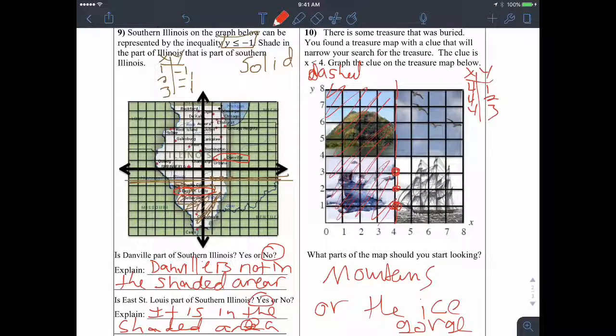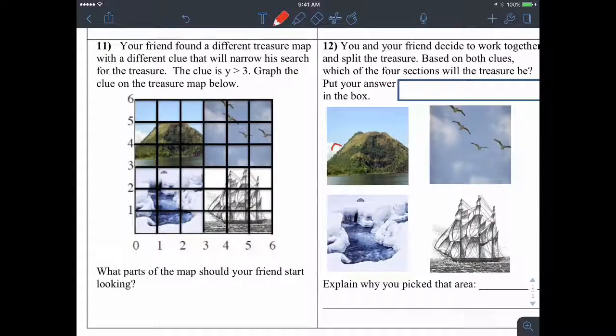Okay? All right, let's go ahead and go to the next problem, number 11. Now, for number 11, it says, your friend found a different treasure map with a different clue that will narrow his search for the treasure. The clue is y is greater than 3. Graph the clue on the treasure map below. Go ahead and do that right now.